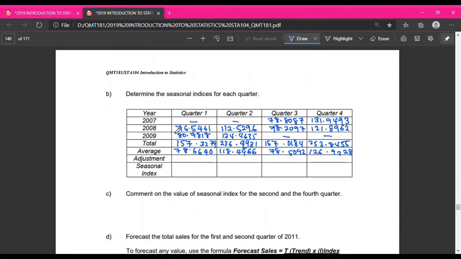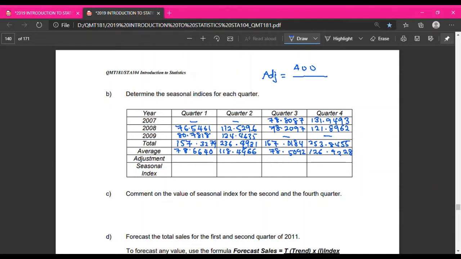Okay, which is the adjustment. We know that the formula to find the adjustment, the adjustment will be the required total. Okay, the required total ialah 400, right? Sebab kat sini melibatkan 4 quarter. So it will be 400, divide dengan actual total for the quarters. So we add up all the average.